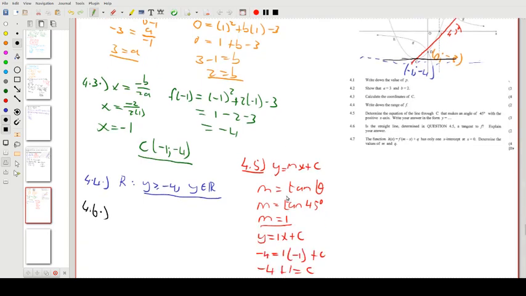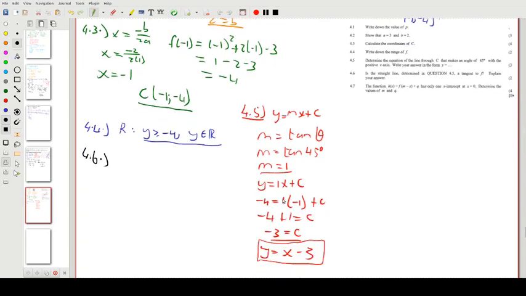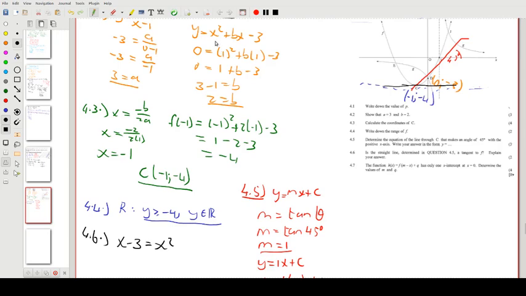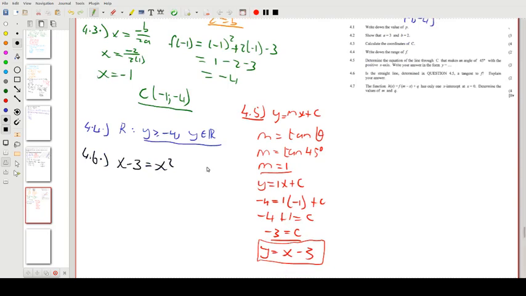But let's see, there's another way we can prove this. The tangent touches only once, so if we can prove that these two equations cross more than once, then we've shown that it's not a tangent. So we know the one equation is y equals x minus 3, and the other one is x squared plus 2x minus 3, because b is 2. X squared plus 2x minus 3. Alright, 0 equals x squared, then 2x minus x is plus x. And then negative 3 plus 3 is 0.